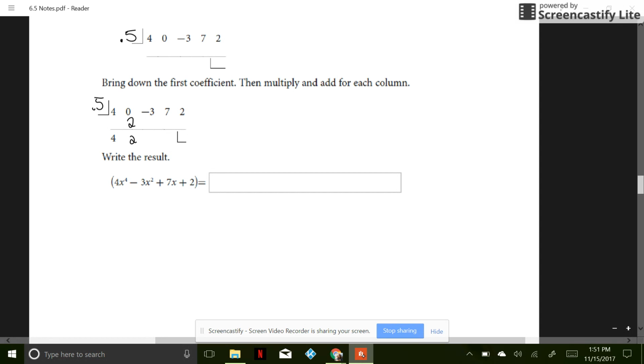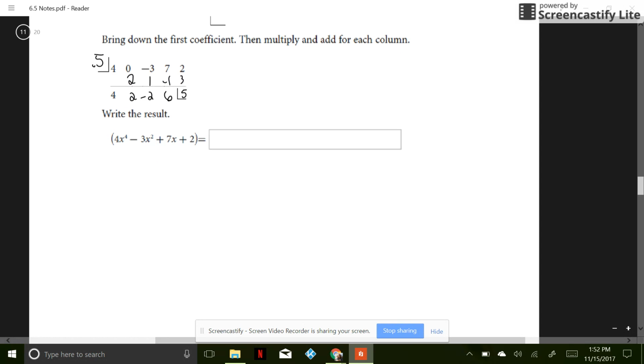Now we multiply. 0.5 times 2 is 1. -3 plus 1 is -2. Multiply. 0.5 times -2 is -1. Now we add. 7 minus 1 is 6. Multiply again. 0.5 times 6 is 3. 2 plus 3 is 5. That one's going to be our remainder.